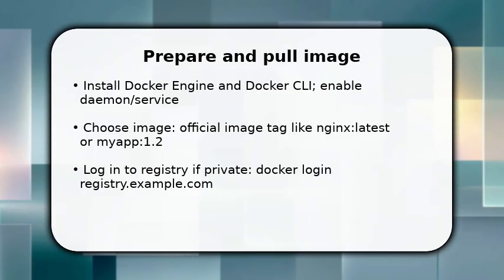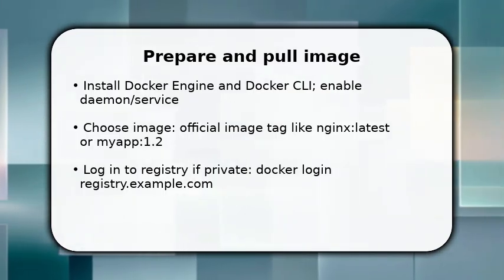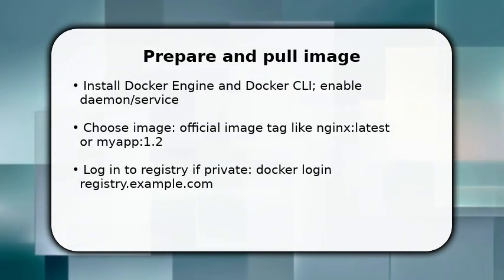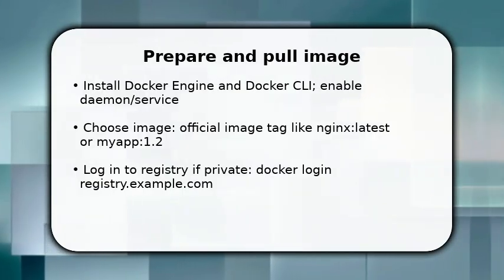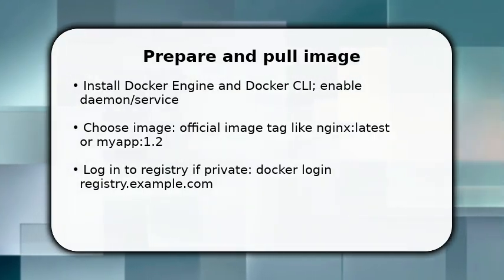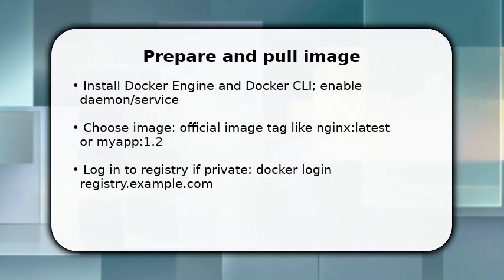You start by ensuring Docker engine runs and your user can use Docker commands. This avoids permission errors. Once done, pick the exact image tag you need and explain why tags matter for reproducibility.